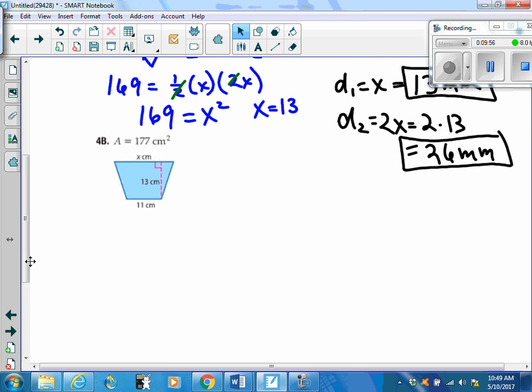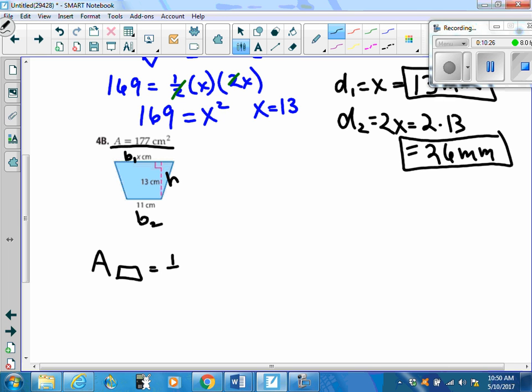On 4B, we're still finding a missing value, but this time we don't have a rhombus or a kite. We are back with a trapezoid again. And I'm given the area of the trapezoid. And I'm given lengths to the two bases. So I'll make this base 1 and 11. X is going to be base 1. 11 is going to be base 2. And the height is 13. So what uses all of those parts? The formula for the area of a trapezoid, which is 1/2 base 1 plus base 2 times the height.